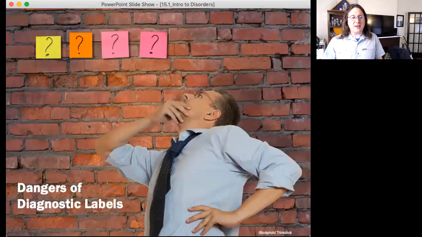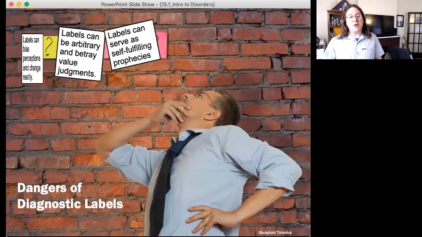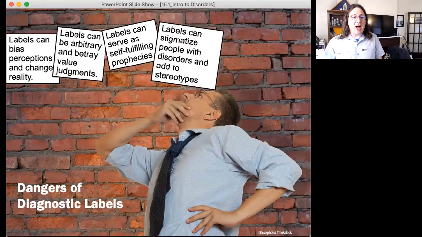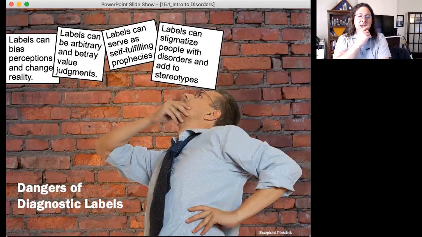So, dangers of diagnostic labels. Okay, I told you why we use labels. Now I'm going to tell you what the dangers are. Labels can bias perceptions and change reality. For example, if somebody came up to you and said they suffered from schizophrenia, how would that make you feel? What would be your immediate thought? And it's okay if it's not accepting, because this is what we're taught, right? We're taught that mental illness is bad. So what would you think if somebody came up to you and said, hi, I'm so and so and I have schizophrenia? How might you think in that moment?